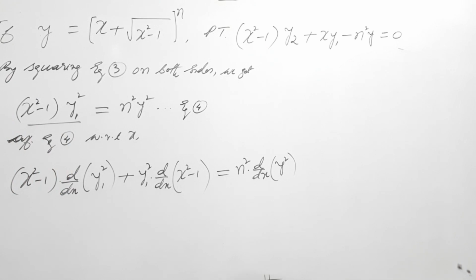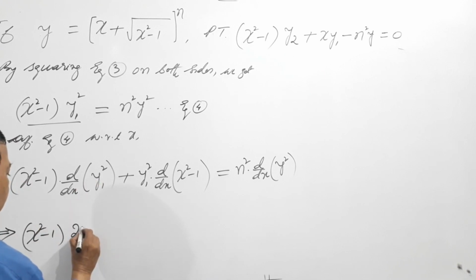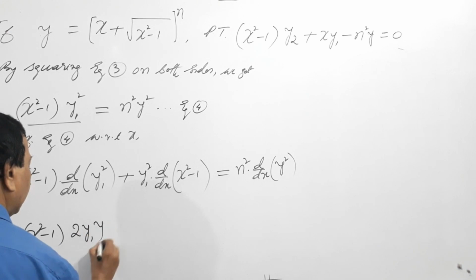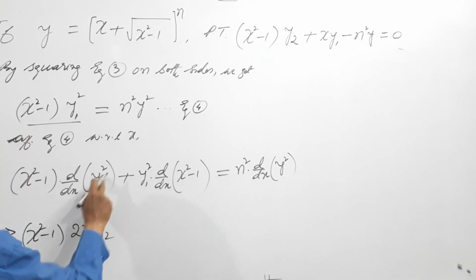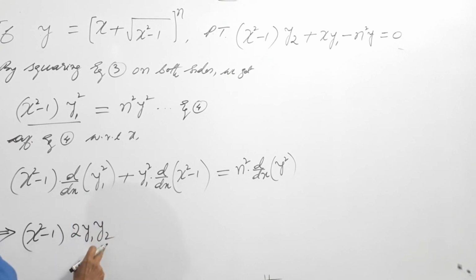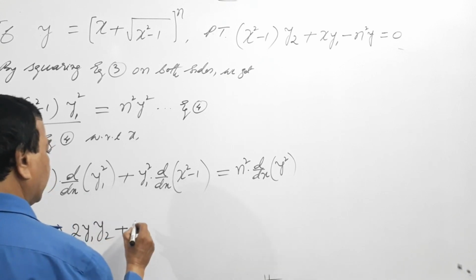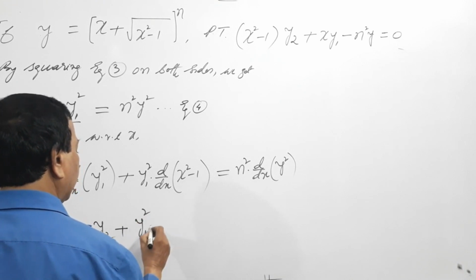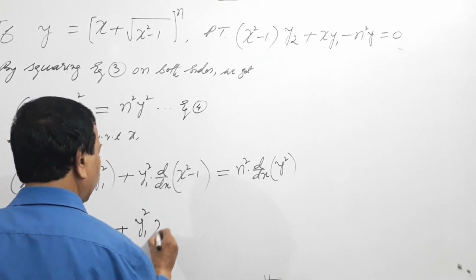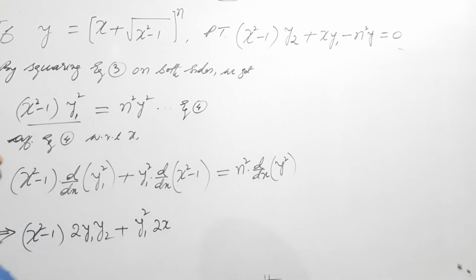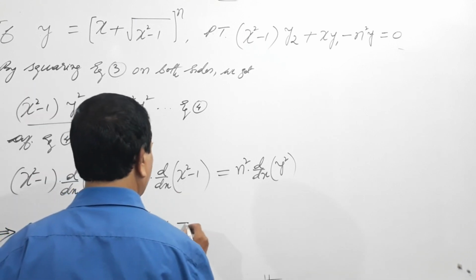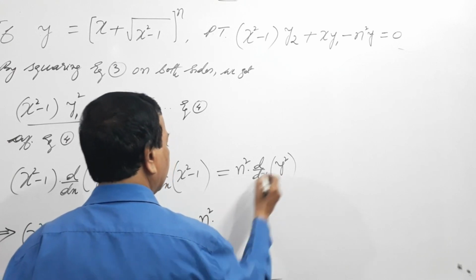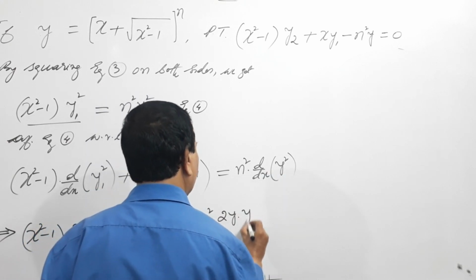So let's solve this. What happens here? This is x square minus 1. If you differentiate this, it becomes 2y1 into y2, because differentiation of this will be 2y1 and differentiation of y1 will be y2, plus y1 square into d by dx, which will be 2x, equals n square, this will be 2y into y1, correct?